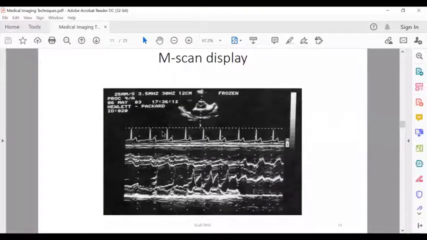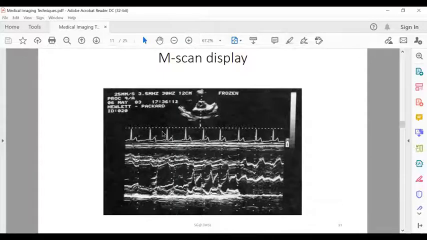Next is the M scan display. M denotes the moving object, or you can say motion also.